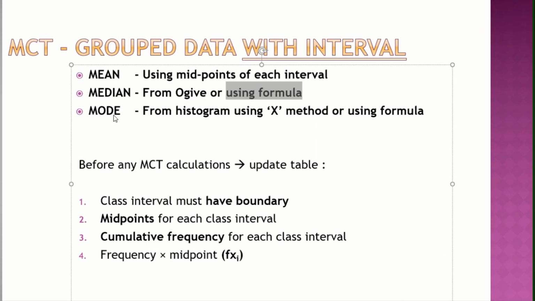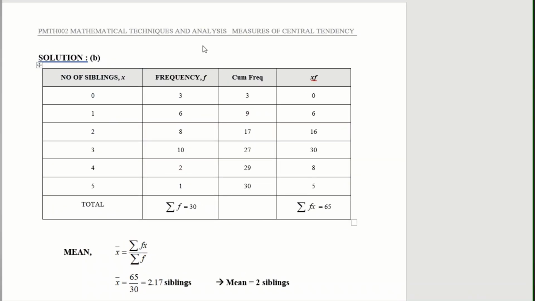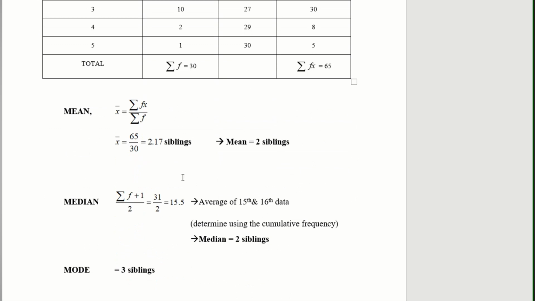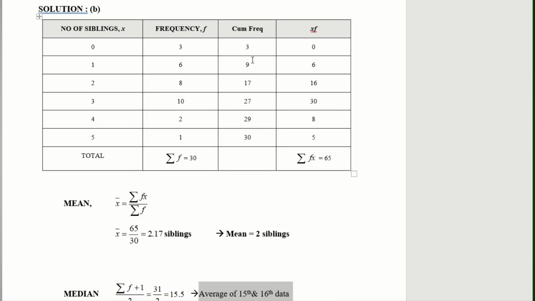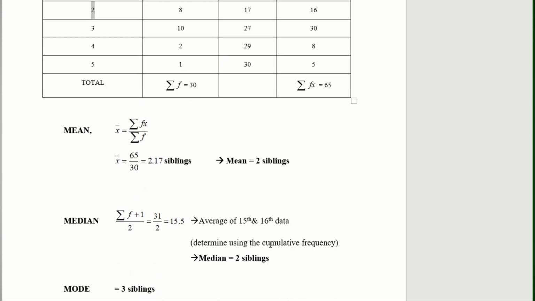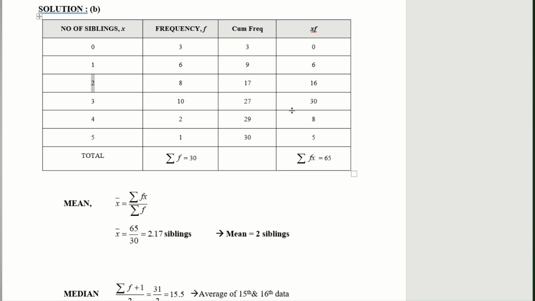Initially, during group data without intervals, how did we find median here? N plus 1 divide by 2, correct? N is my total data, or your total frequency, plus 1 divide 2, which is 31 divide 2, 15.5, meaning my median is between data number 15 and 16. So you use your cumulative frequency, data number 15 and 16 is inside here. Therefore, my median is 2. This is how you did it before, you use your cumulative frequency or data.